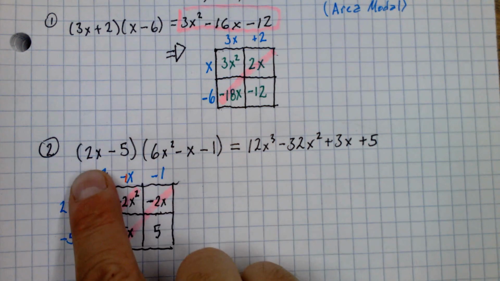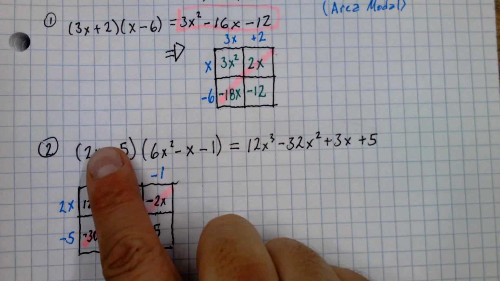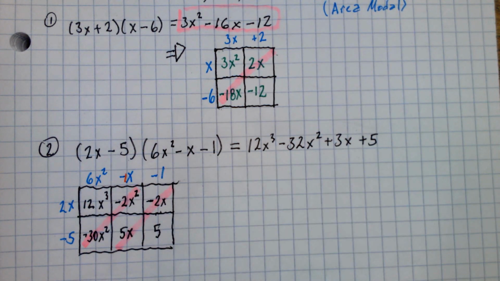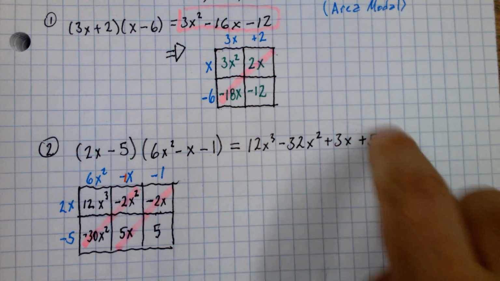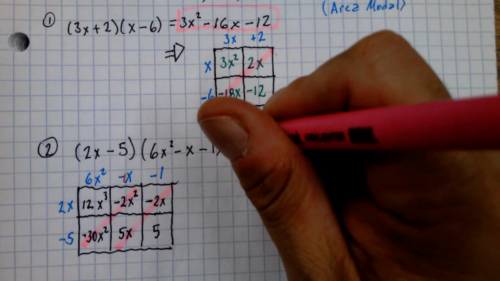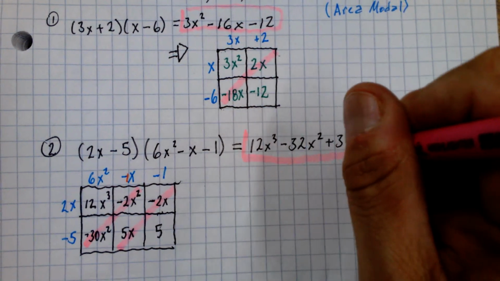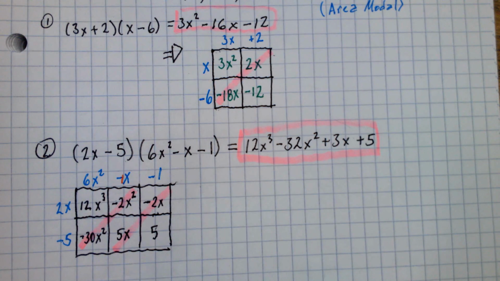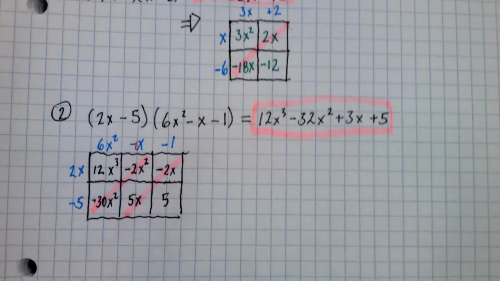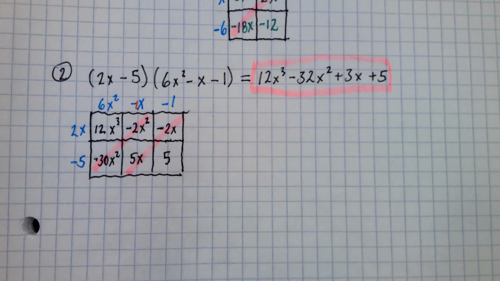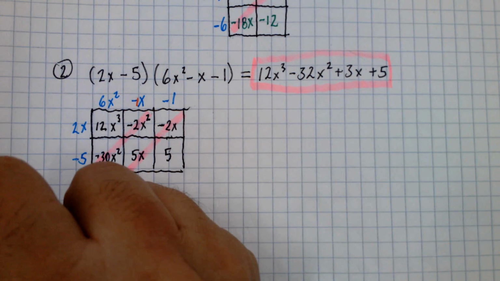So when you multiply this binomial with this trinomial, you get a 4-term polynomial. Okay? This is the product. Questions? Okay, we got one more left. This one's going to be all scrambled up. Okay? Ready? Last one, number 3.